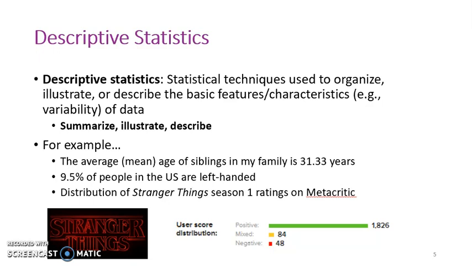Here are some examples of descriptive statistics that give us a quick summary of large sets of data. For example, 9.5% of people in the US are left-handed. Below, you'll see a distribution of the Stranger Things Season 1 ratings on Metacritic. These are both summaries of a much larger set of data.